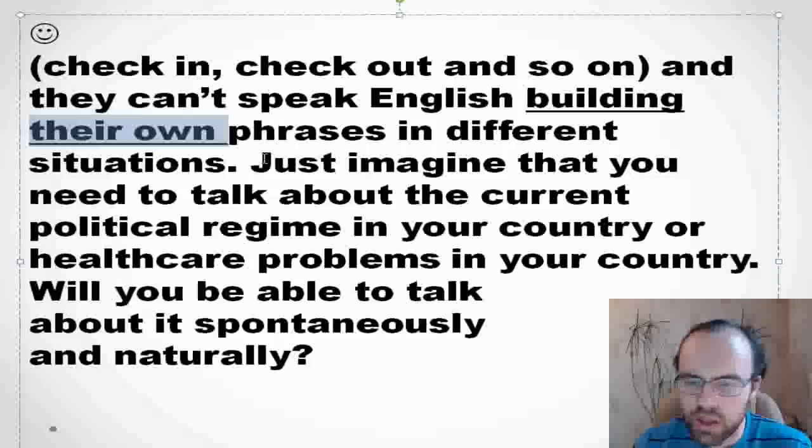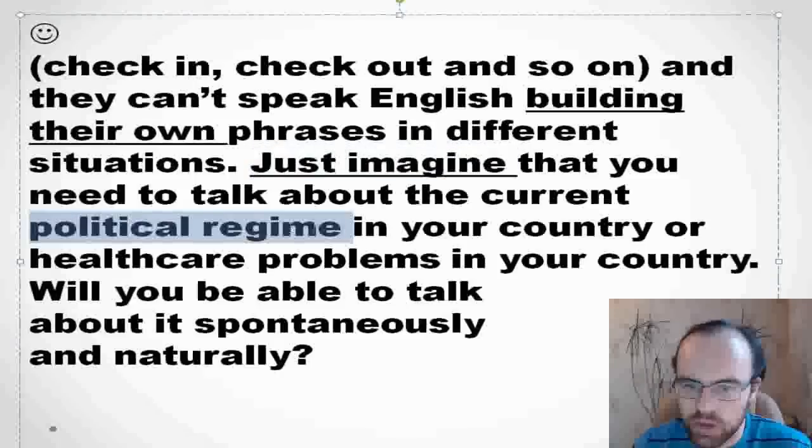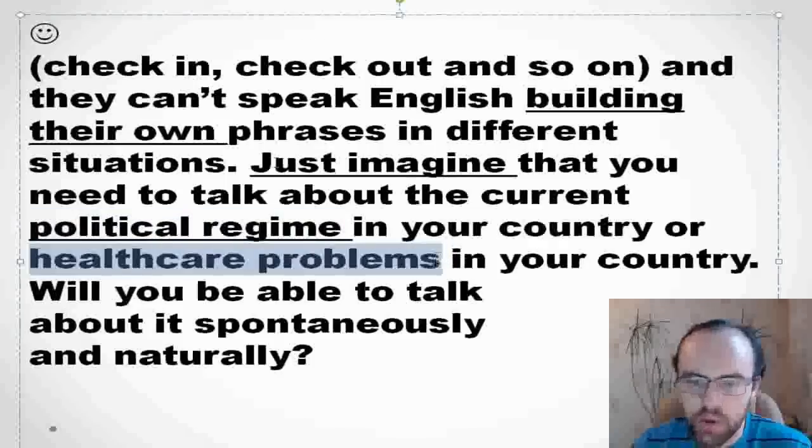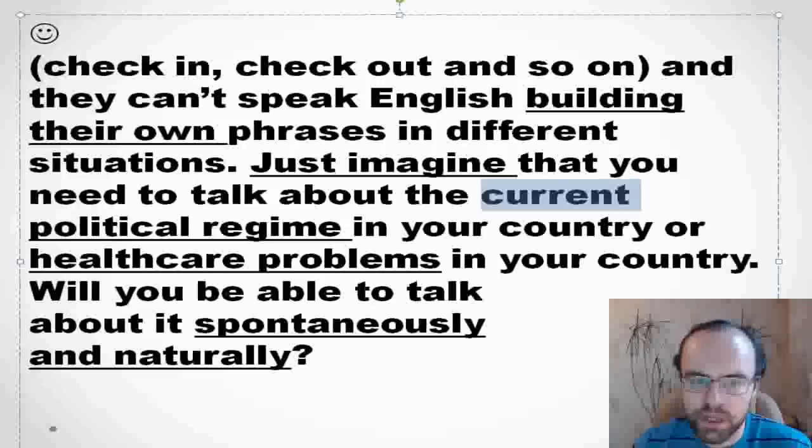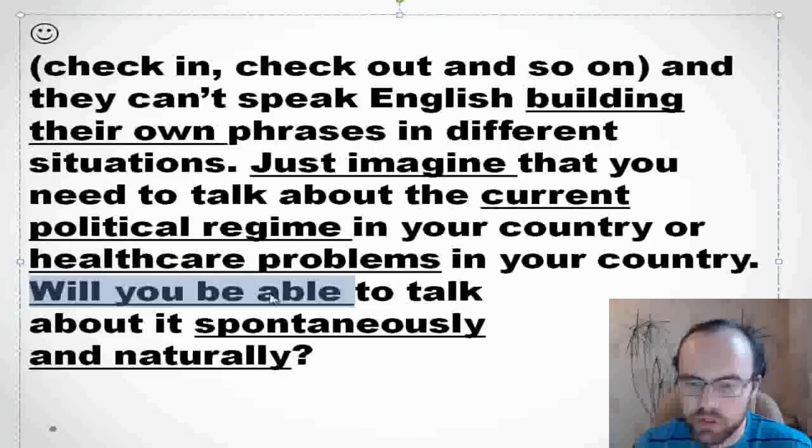Just imagine that you need to talk about the current political regime in your country or healthcare problems in your country. Will you be able to talk about it spontaneously and naturally? Okay? So really, imagine this situation. You have this political regime now in your country, or maybe some healthcare problems connected with health or medicine in your country. So will you be able? You know that will be able is can in the future. Will you be able to talk about it spontaneously? So will it be possible for you?